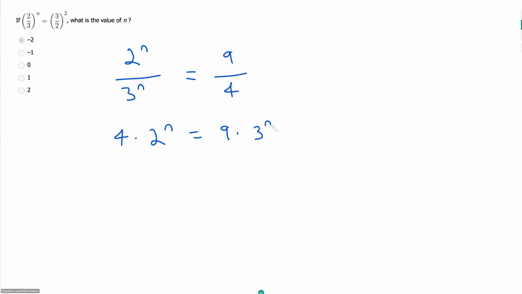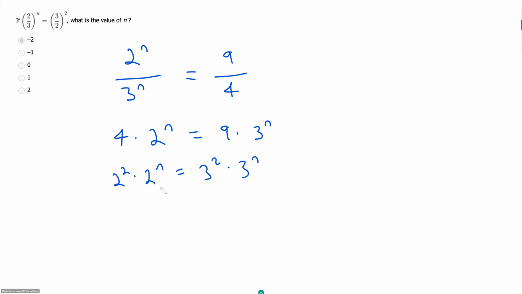And now if I want to do as much as I can to simplify this, in other words, to combine or cancel out as many of my terms as I can, I want to break all my terms down into their prime factors, and it looks like my exponents are already prime, but these guys here aren't. So 4 is just 2 squared, so I got 2 squared times 2 to the n is equal to 9, which is 3 squared, times 3 to the n.